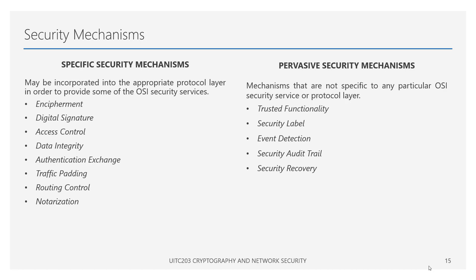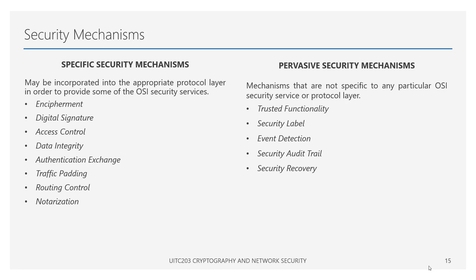Encipherment is a mechanism which utilizes mathematical algorithms to transform the data into a form which is not readily intelligible. This may deploy a cryptographic algorithm to achieve this. A digital signature is a mechanism that helps the user to ensure the identity of the sender and to verify the integrity of the message. There are different techniques associated with this, which shall be discussed in later parts of this course.